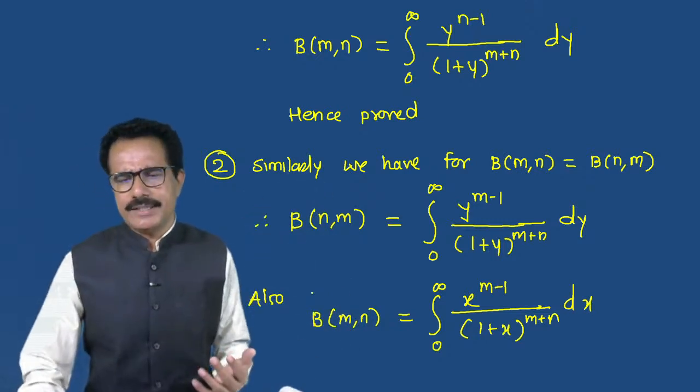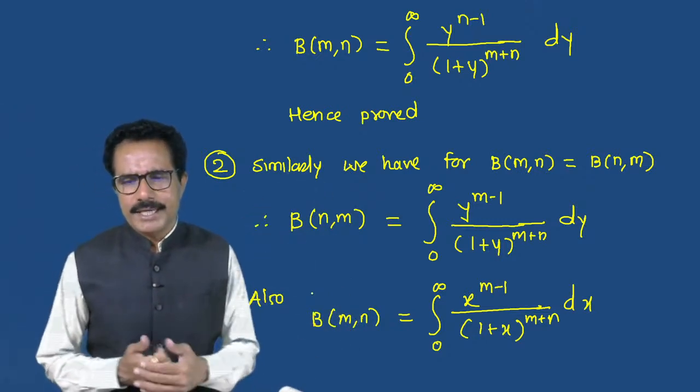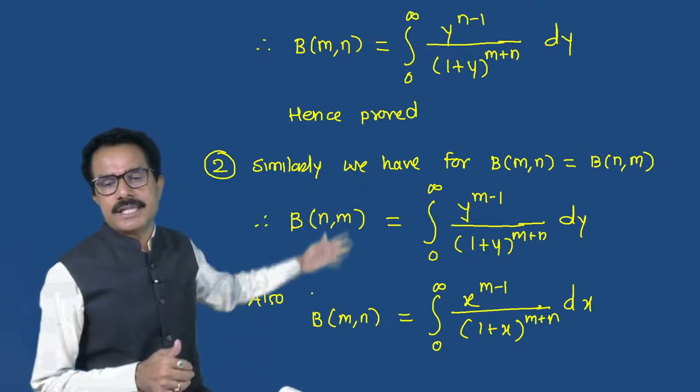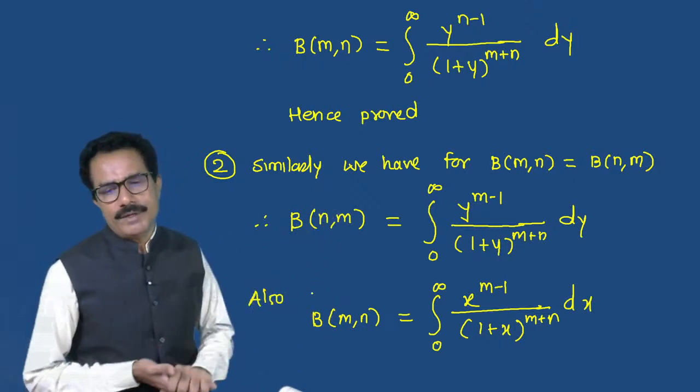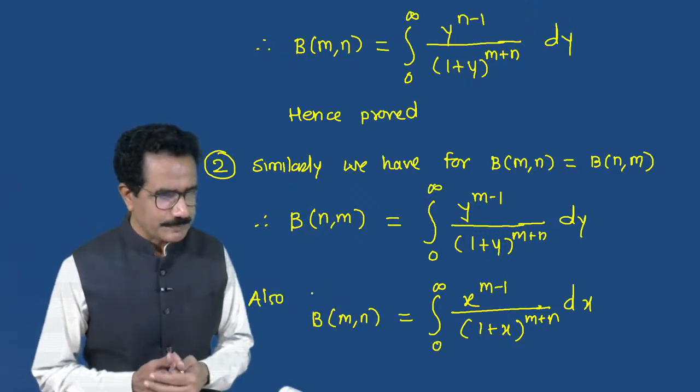So these are the different forms of the beta function, okay? So this is the transformation, another form of the beta function, okay?